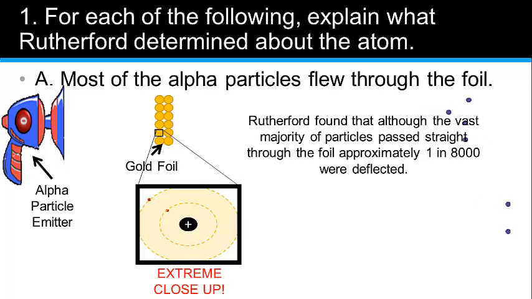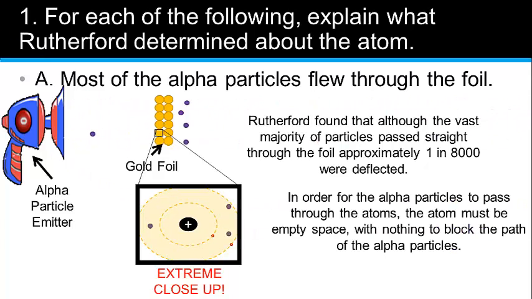Rutherford found that the vast majority of particles pass straight through the foil, but approximately 1 in 8,000 were deflected. In order for the alpha particles to pass through, the atom must be mostly empty space, with nothing to block the path of the alpha particles.